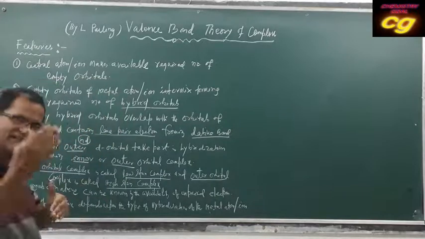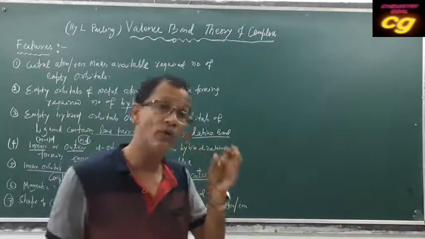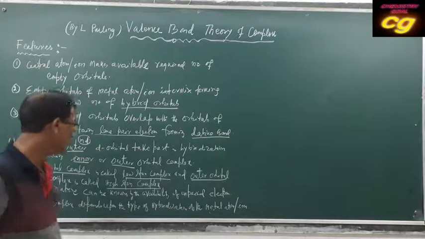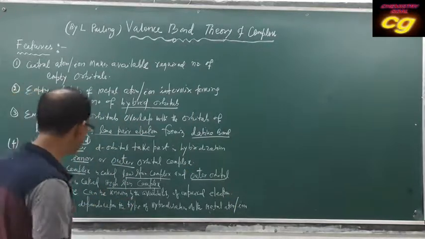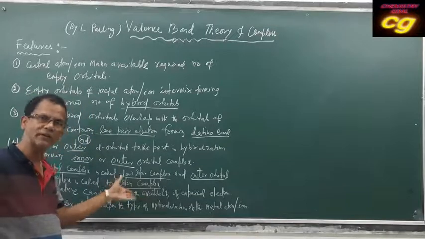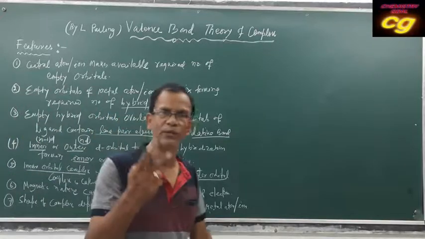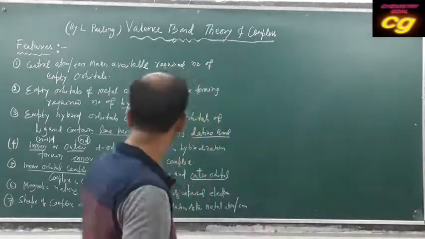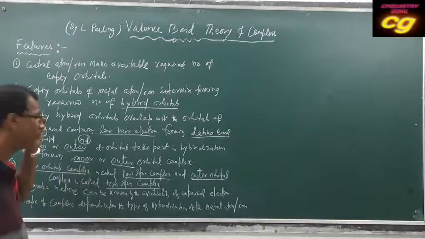Then the magnetic nature of the complex depends upon the number of unpaired electrons available in the atom or ion. If there are no unpaired electrons, it is called diamagnetic. If unpaired electrons are available, it is called paramagnetic. We already know this concept. Having unpaired electrons, paramagnetic; having no unpaired electrons, diamagnetic. So the magnetic character can be known from the availability of unpaired electrons.